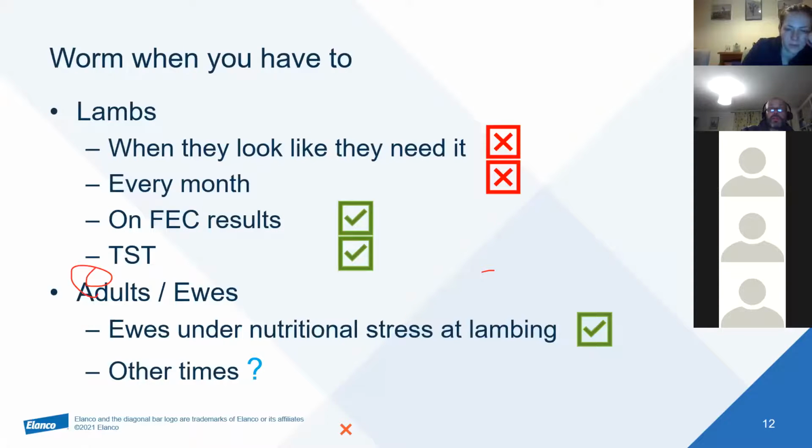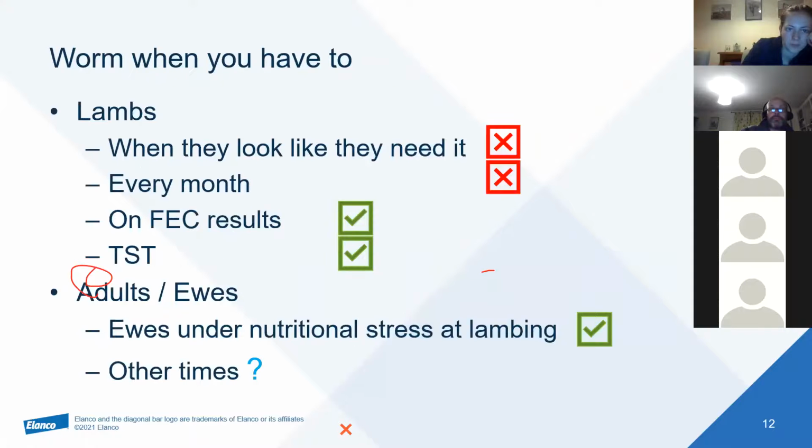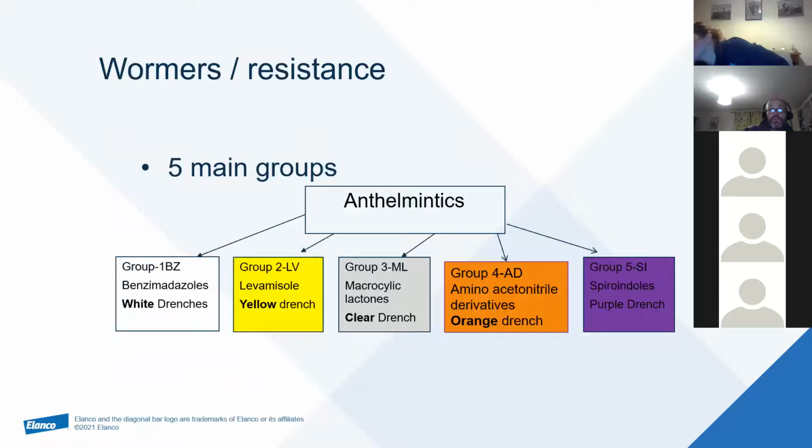So when we start talking about wormers, we've talked about avoiding the worms and only worming when we need to. We've then got to think about what wormers have we got and how we're going to use them. So we've got 5 different groups of wormers available for sheep now.